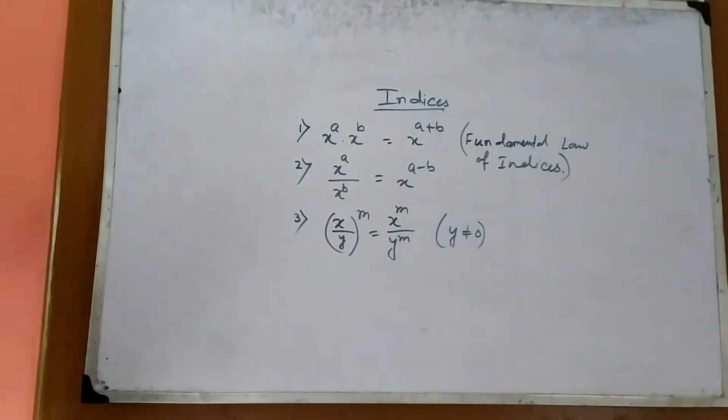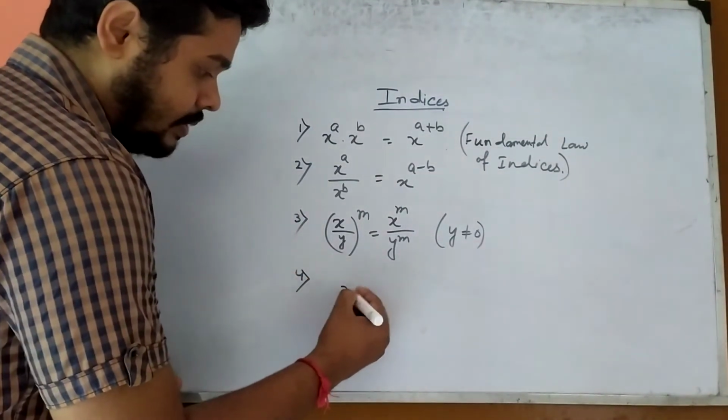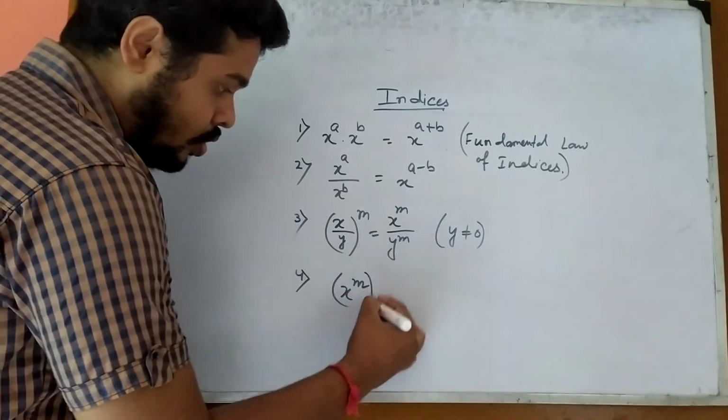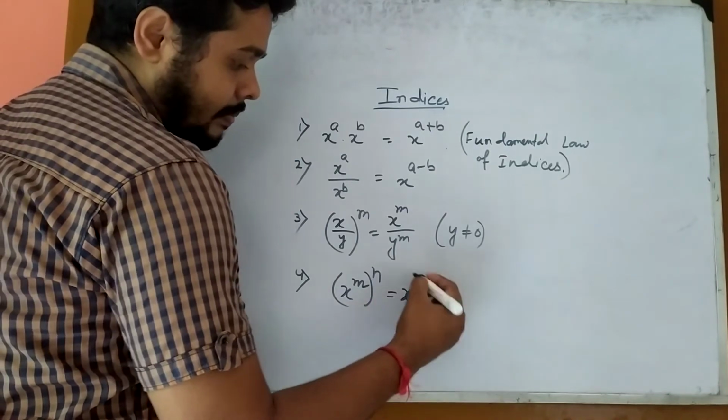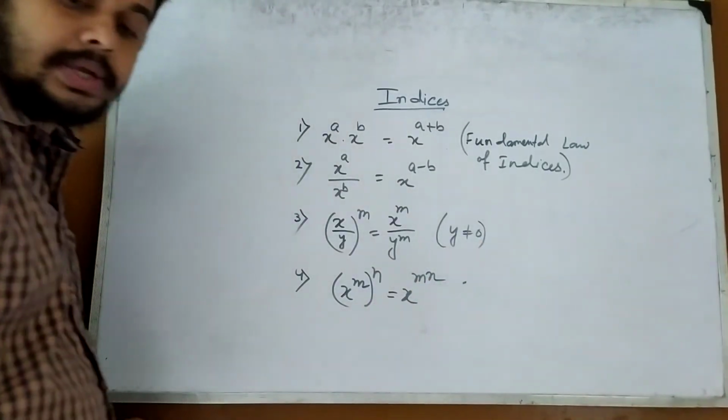In the same way, number 4, suppose x to the power m whole to the power n. That time both the powers will be multiplied. You know that also earlier.